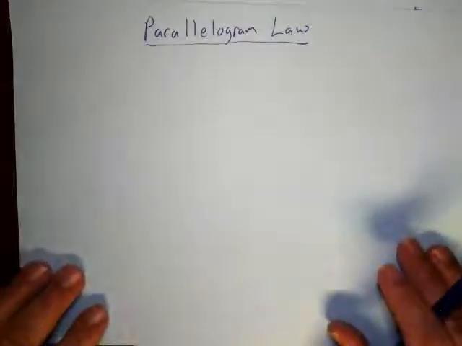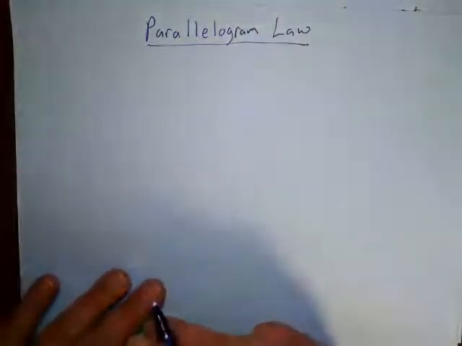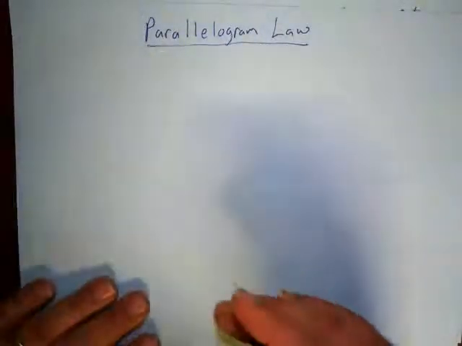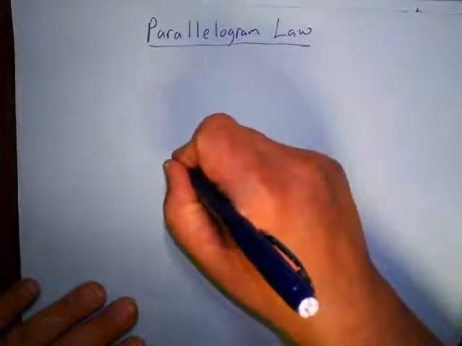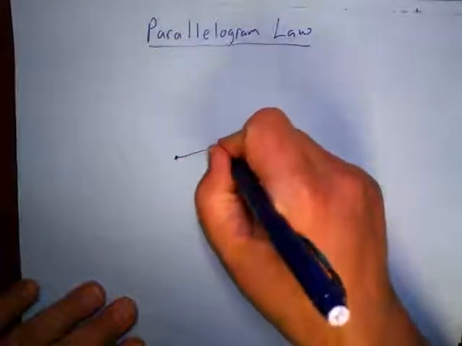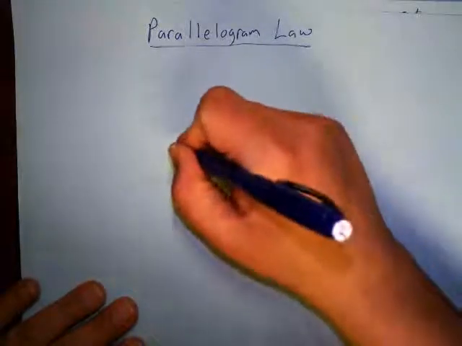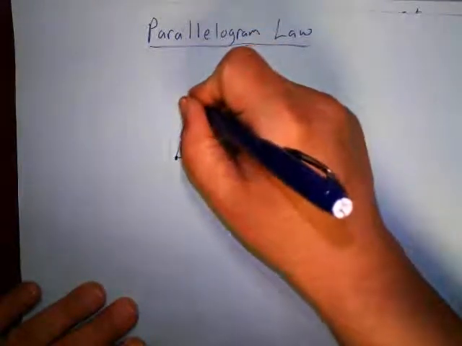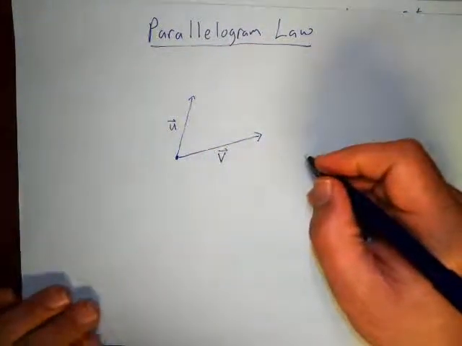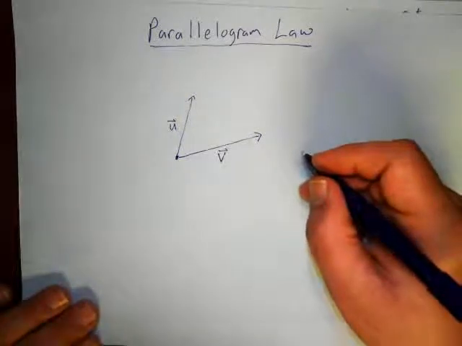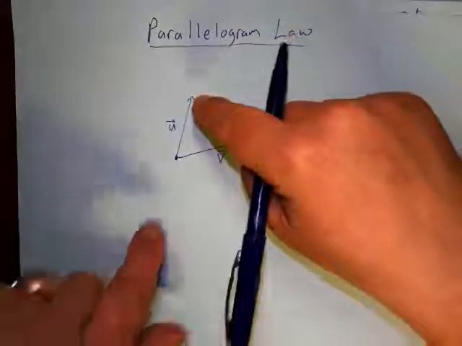This is the Parallelogram Law, and that's what your book calls it. I've never necessarily heard it called that. But here's the idea. Let's say you're given two vectors and the angle between them. We'll say that's vector v, and some other vector u.